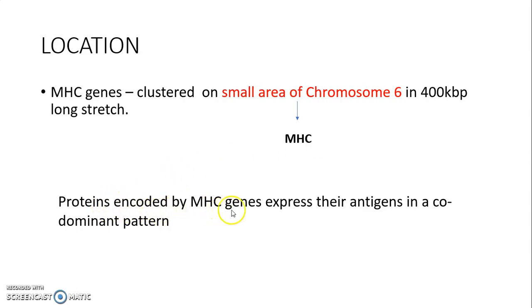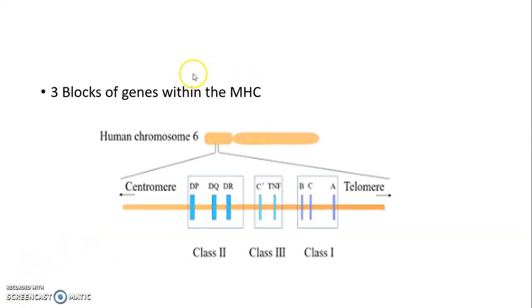Proteins encoded by MHC genes express their antigens in a codominant pattern. Within the major histocompatibility complex on chromosome number 6, there are 3 blocks of genes: class 1, class 2 and class 3.